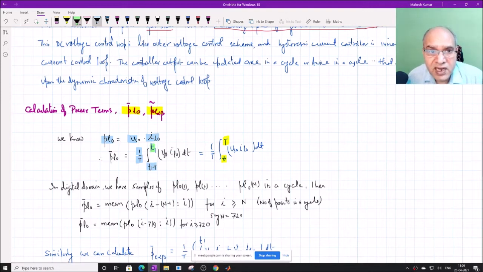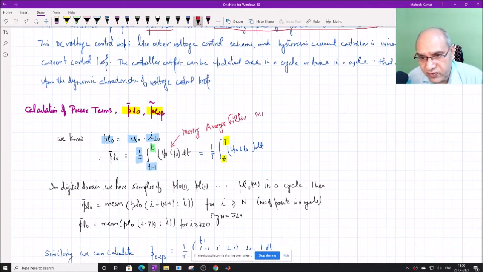Therefore, this concept is called the moving average filter. It's called moving average filter, MAF. It's a digital filter of averaging. This is equivalent to an analog low pass filter, where we want to eliminate all alternating components and we want only the DC component. But this is a digital implementation. So the integration becomes summation when we implement it on a digital platform.